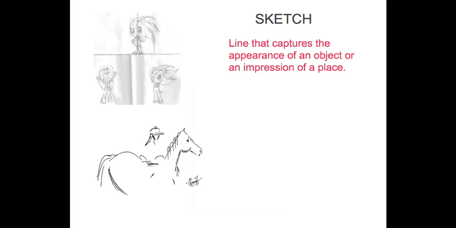A sketch is a line that captures the appearance of an object. This can also mean just the impression of that object or place. You can see from the examples on top, the sketch is a little bit more complete. We can see a lot of the details. In the bottom left corner of that sketch, some eyes are missing and things like that. The bottom, showing the jockey and the horse, doesn't even have a complete image. So using a sketch, or if I ask you to draw a sketch, does not need to have all of those little tiny details included.